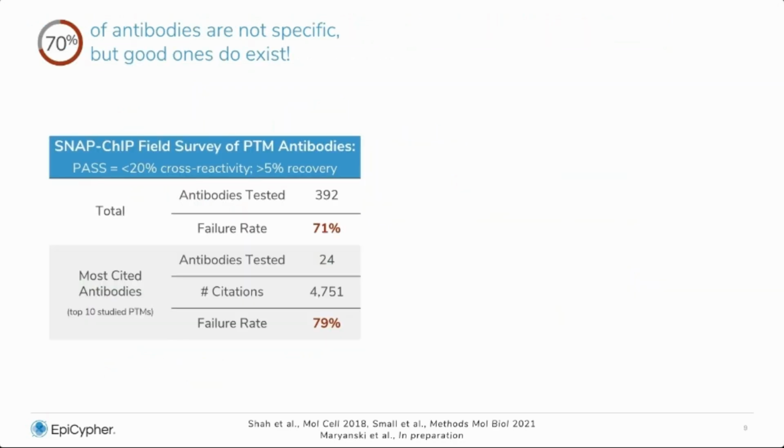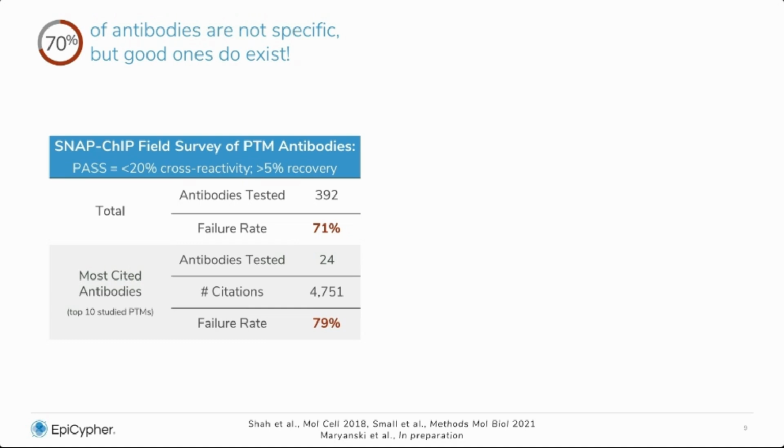And so we tackled these questions in earnest by doing a large-scale study of almost 400 commercially available antibodies to histone PTMs, lysine methylation and acylation states. And what we found, sadly, is that about 70% of the antibodies failed. Either they weren't specific or they were not efficiently recovering their target. They failed to give you a lot of DNA yield at the end.